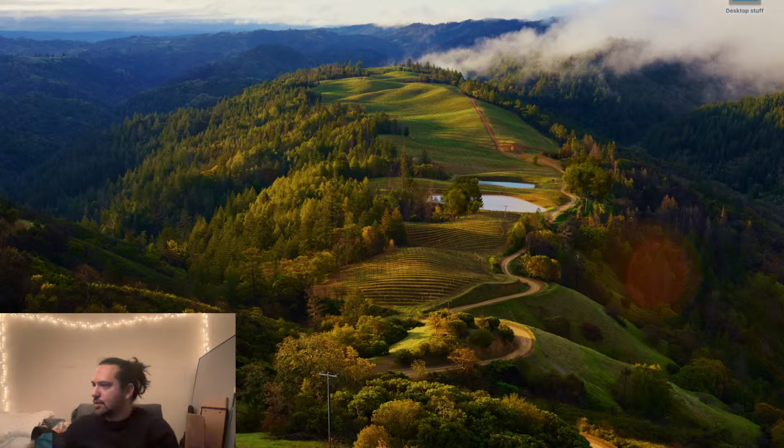Settings. Settings. Stream. Yep, that looks fine to me. Appearance. Okay, video. All of this stuff looks good. I'm just looking at stream settings here.